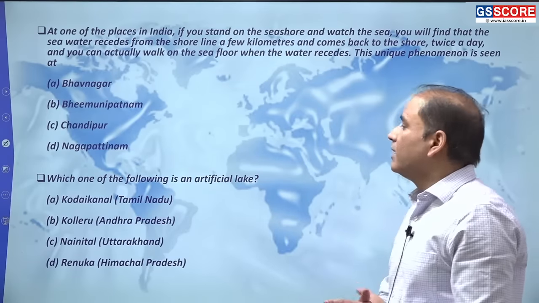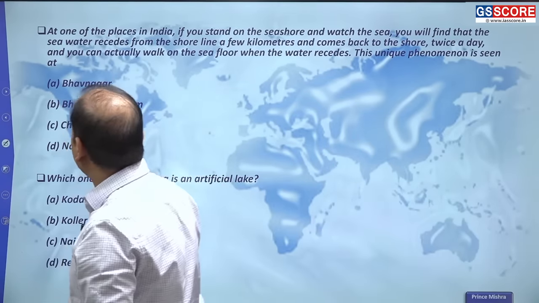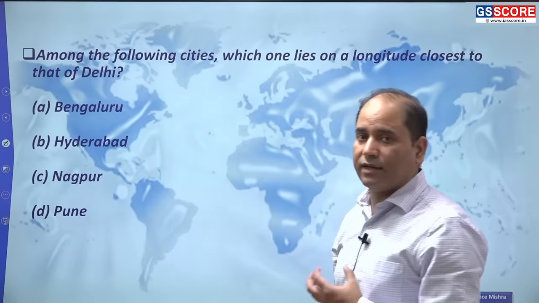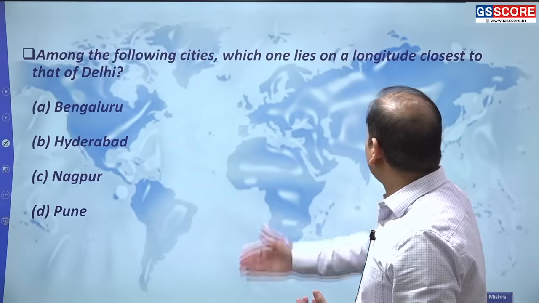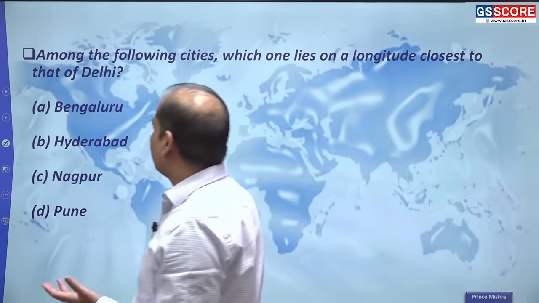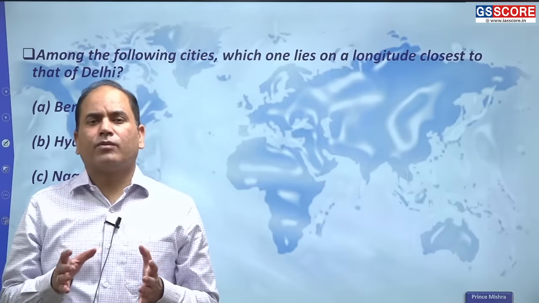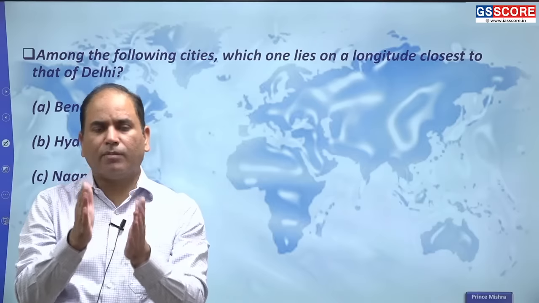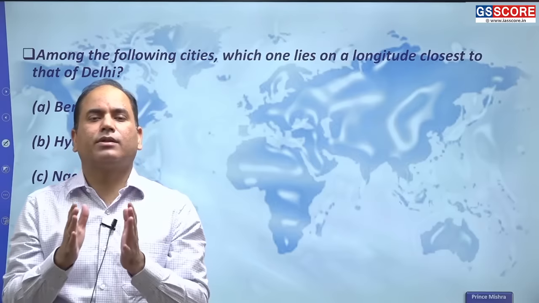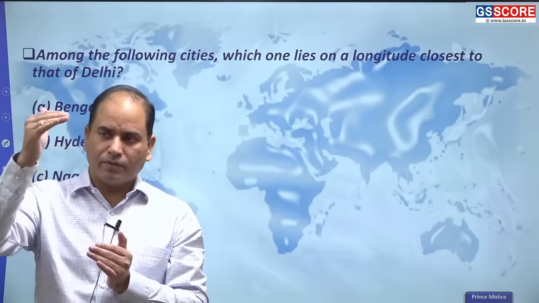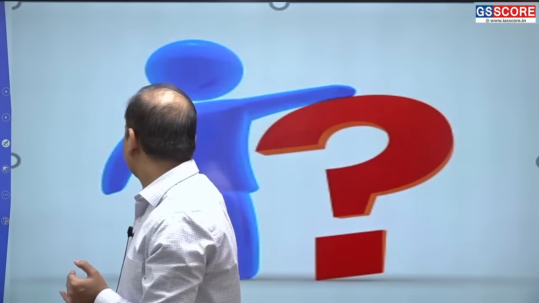Which one of the following is an artificial lake? So you need to have knowledge of lakes. Among the following cities, which one lies on a longitude closest to Delhi? So we will have Bangalore, Hyderabad, Nagpur, Pune. So purely the questions are being asked from the micro topics that I have asked you to prepare. So if you prepare along those topics, obviously you will get the questions.